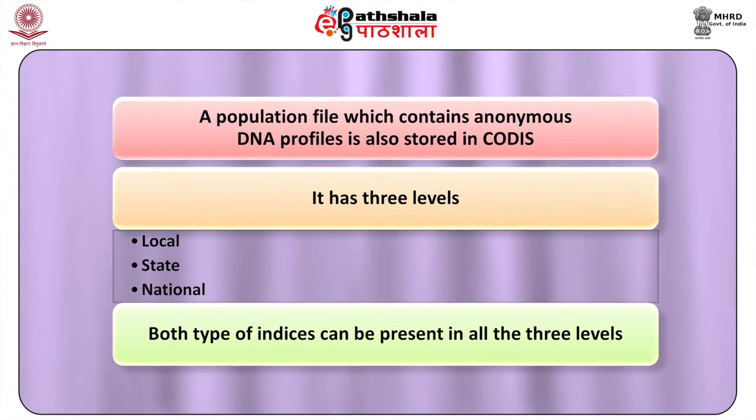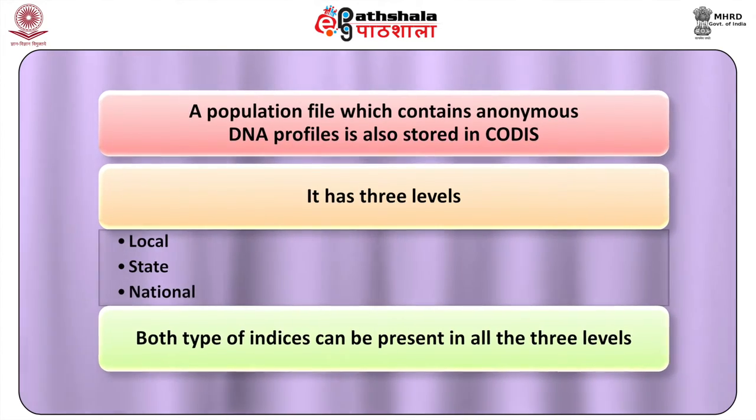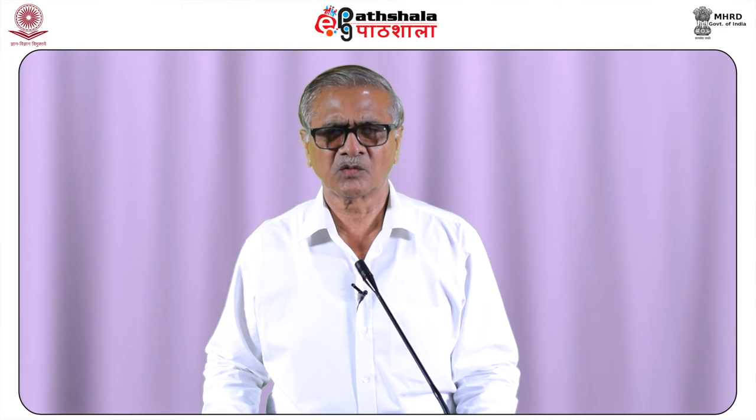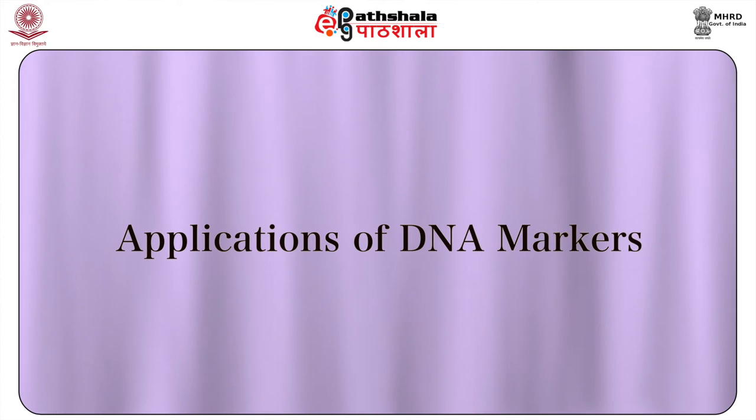It has three levels: local, state and national. Both types of indices can be present in all three levels. The Local DNA Index System, called LDIS, is usually operated by the police department. FBI operates the National DNA Index System. In a case in 1995 in Florida, a semen sample found on a rape homicide victim was linked to a convicted person's DNA profile through CODIS and proved him guilty.